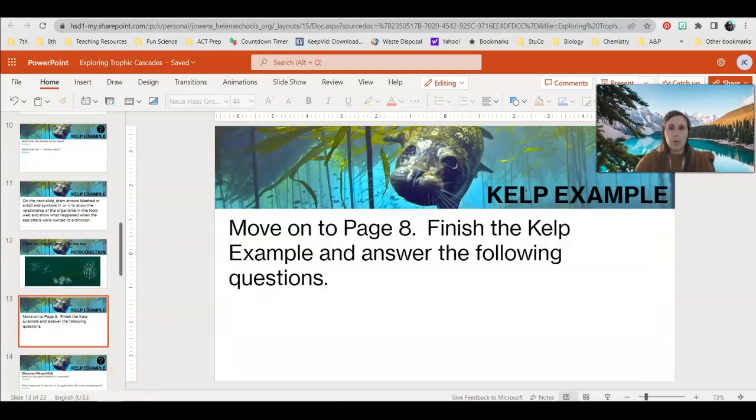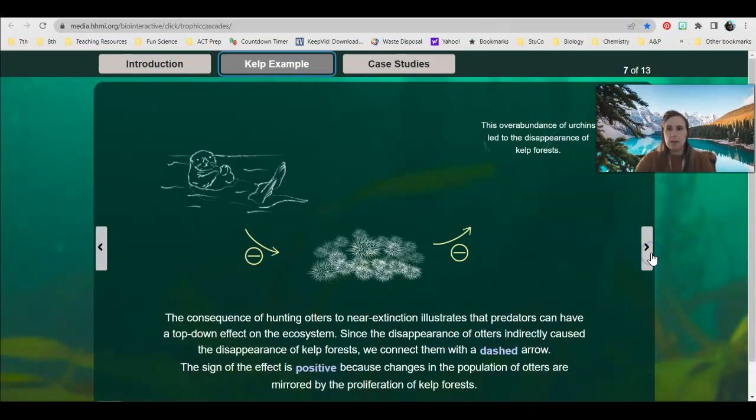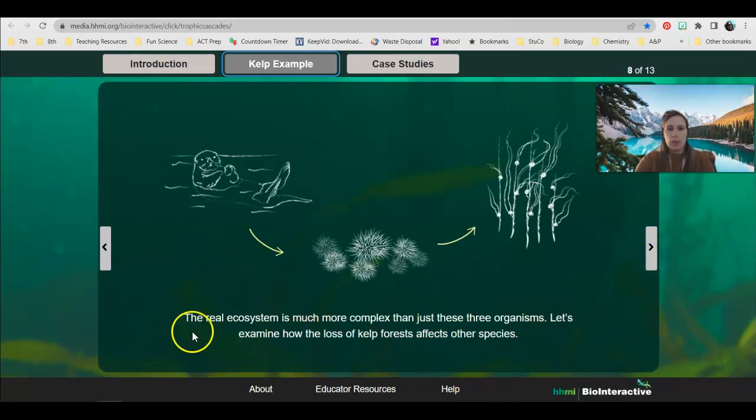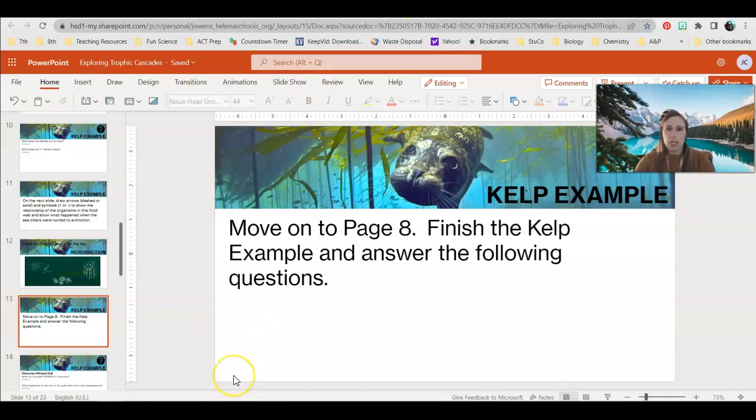Okay, all right, now moving on to page 8. The real ecosystem is much more complex than just these 3 organisms. So you guys are going to take a second to learn about seagulls, basically, and bald eagles, and how the change in the sea otter affected those 2 organisms as well. So move on to page 8, finish the kelp example, and answer the following questions.